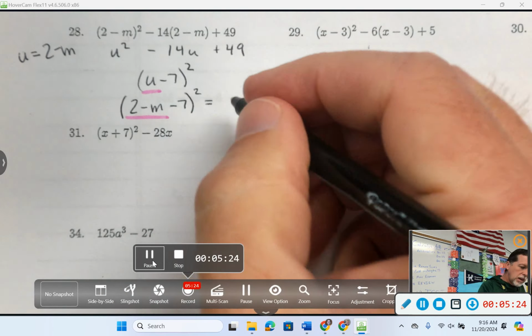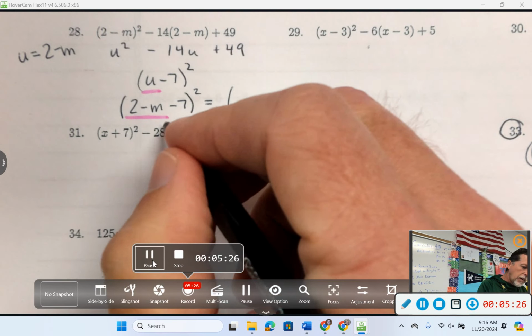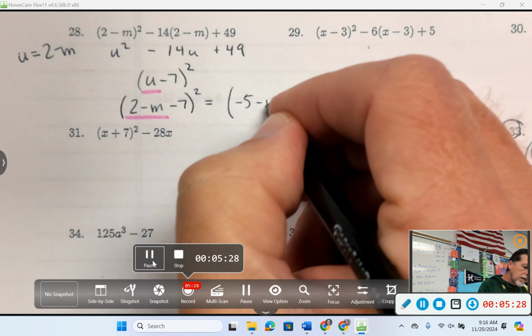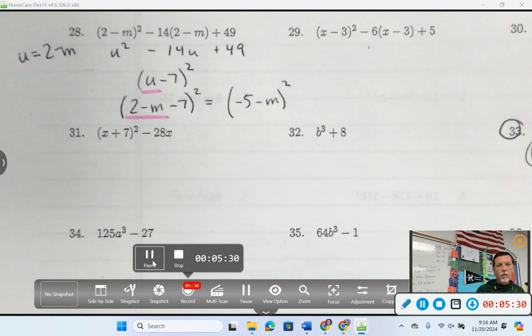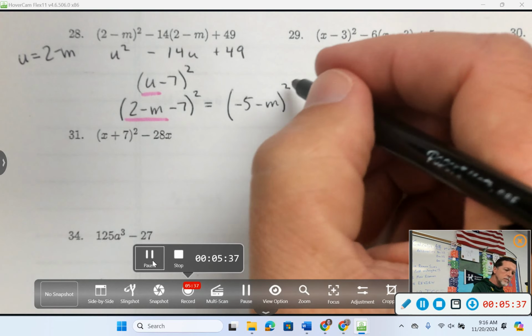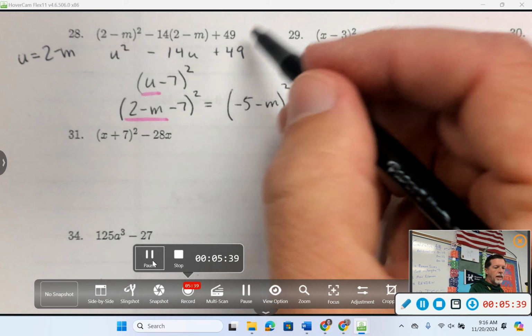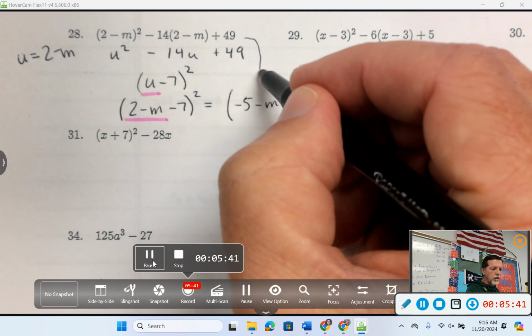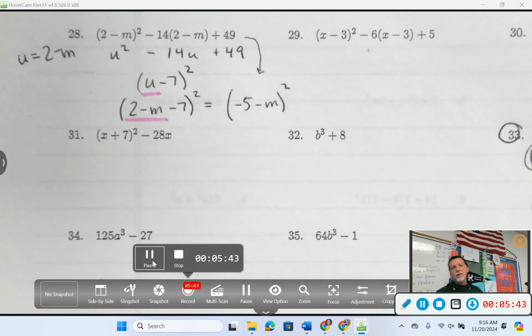That would be, let's see, negative 5 minus m, or negative m minus 5. I guess it wouldn't really matter which order you put them in. And again, that's another one where if you wanted to go the long way around and FOIL it out, combine all the like terms, and then factor it, that'd be fine. You'd eventually land at the same spot.